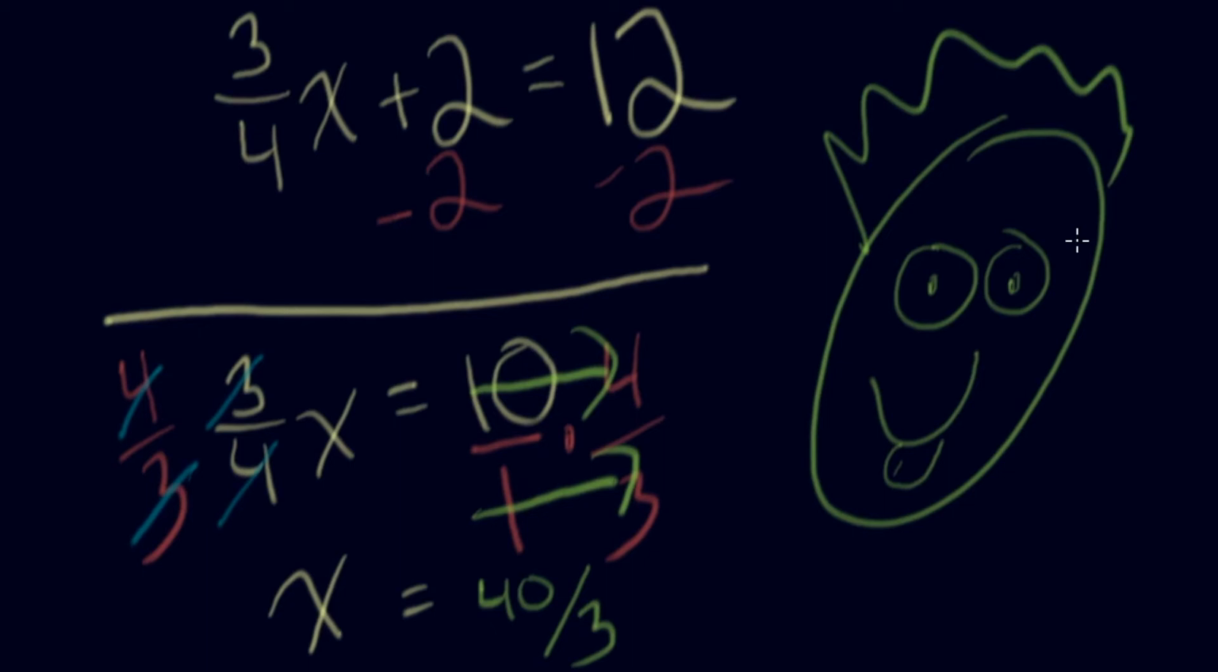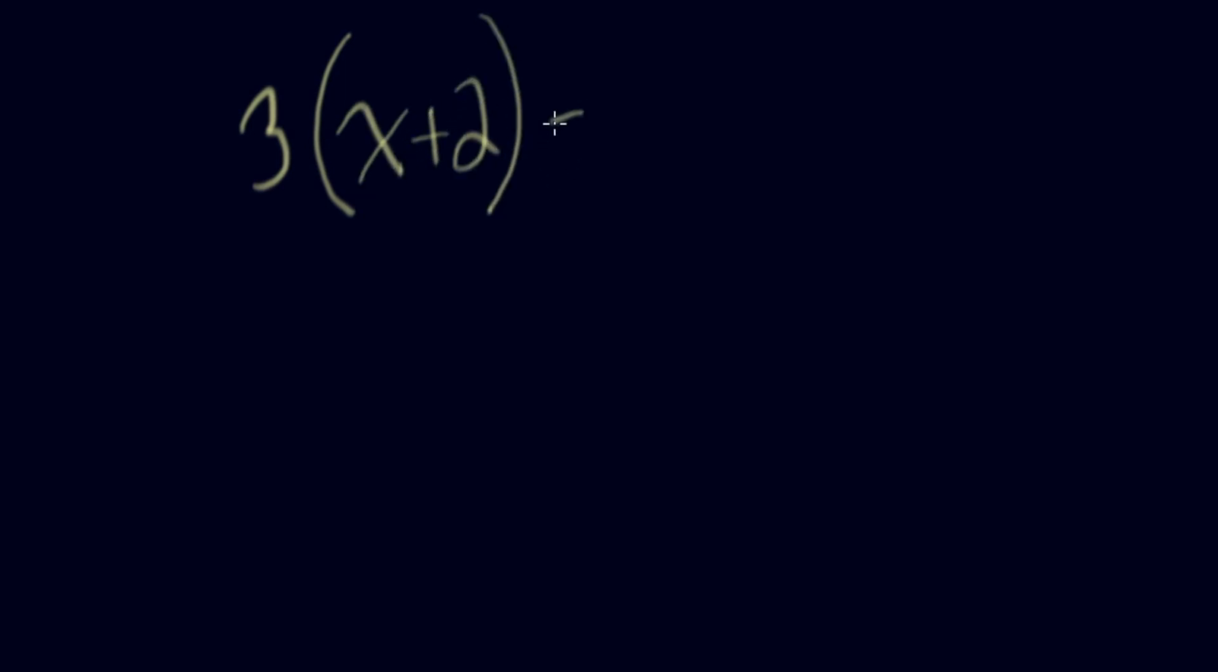Let's get into two other questions, 2 more examples, and then we're done. And the examples are going to be just a couple of different things. And let me just grab a different color pen. Here we go. What happens if you have to distribute? So let's look at this one. 3 times x plus 2 is equal to 24.